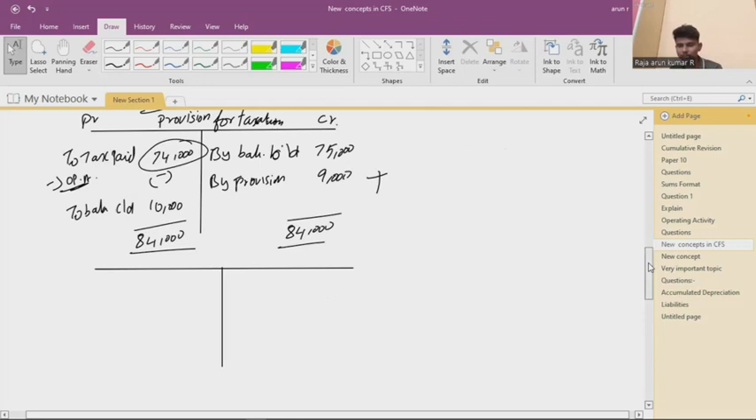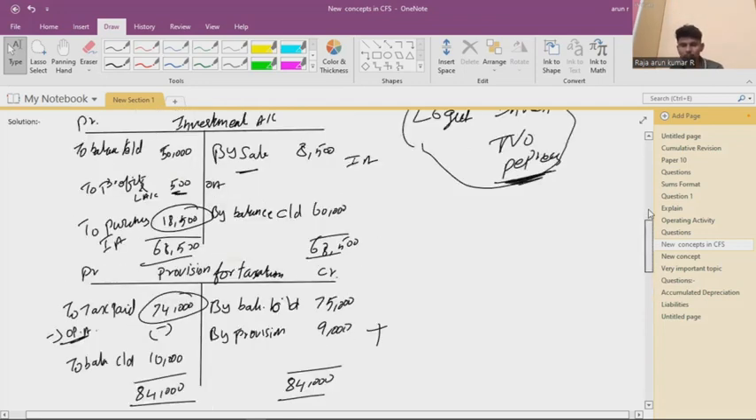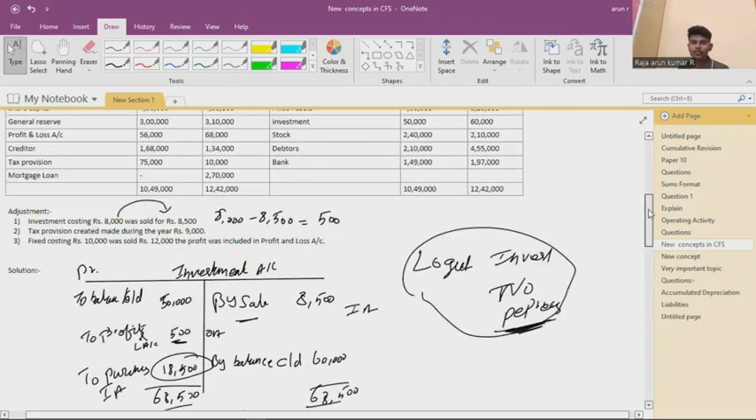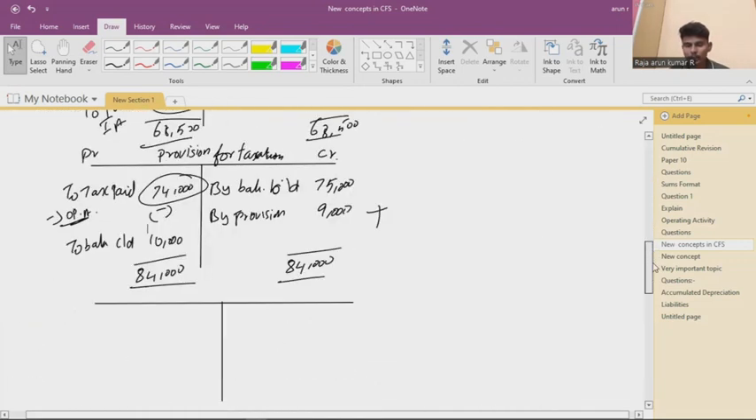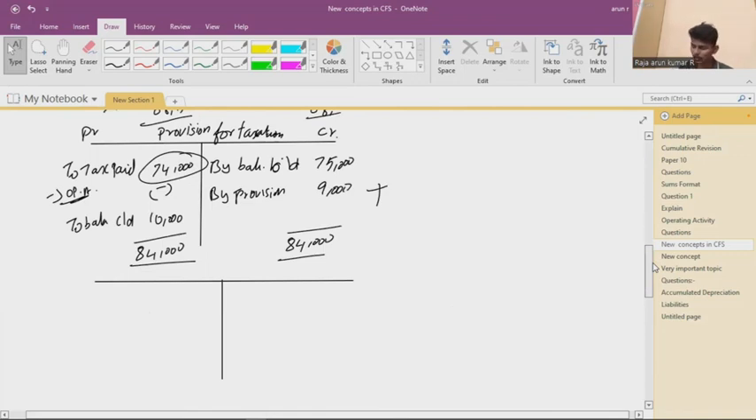Then lastly we see the fixed asset. In the fixed asset they also tell that a fixed asset costing 10,000 was sold at 12,000. Here also a 2,000 profit is there. The profit of 2,000 is posted on the debit side of the fixed asset account. The opening fixed asset amount was rupees 4 lakh 3,20,000. The opening balance of a fixed asset is always a debit balance. Like that you can understand each and everything accordingly and do the sum.